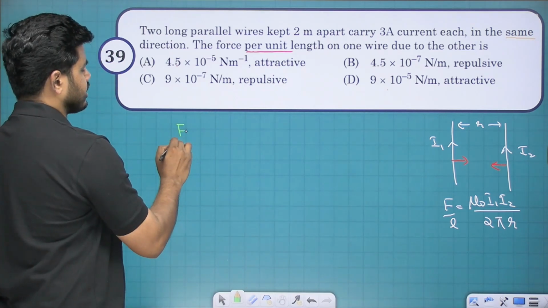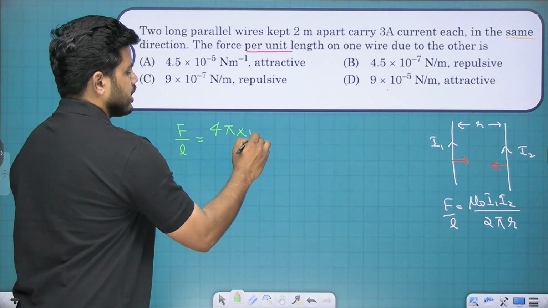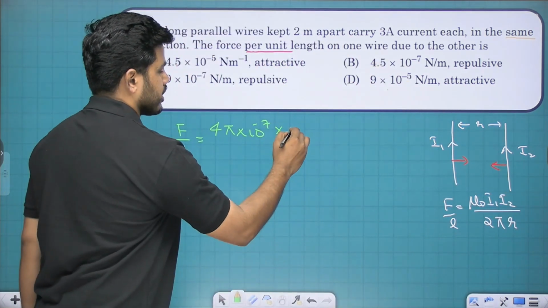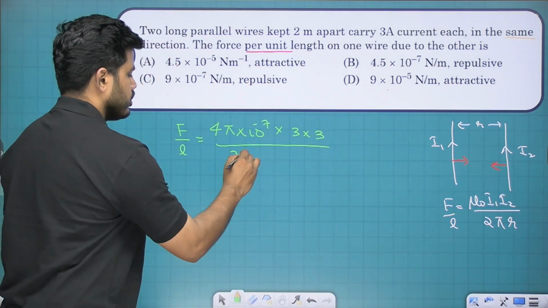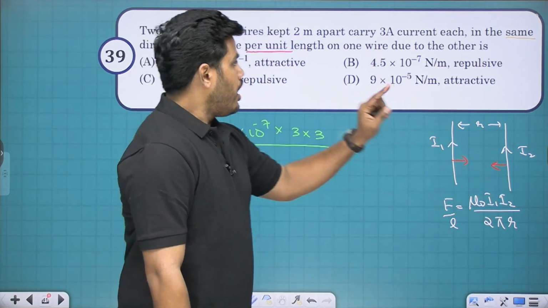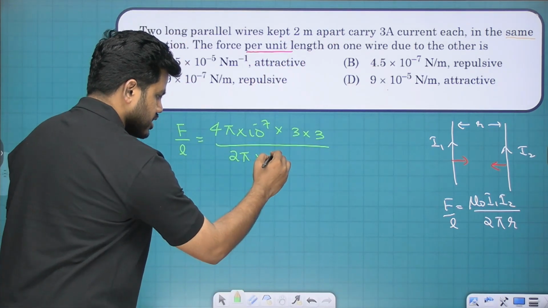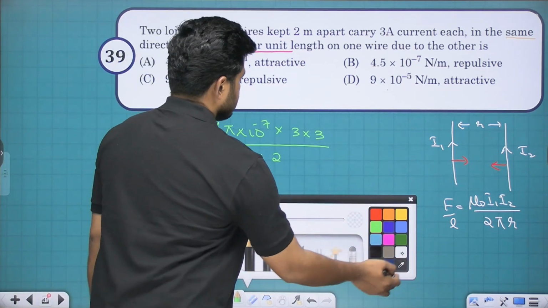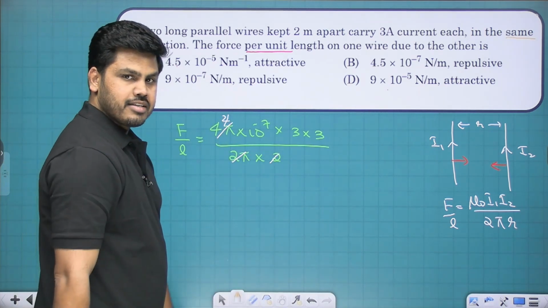We have force per unit length, F by L is equal to mu naught, which is 4 pi into 10 raised to minus 7, into I1 into I2. Both of them carry equal current, 3 amperes each, divided by 2 pi into R. What is the distance between the two wires? Long parallel wires kept 2 meters apart. So distance R is given as 2 meters. All values were given, just direct substitution. So 4 pi and 2 pi, the pi gets cancelled, and this 2 and 2 get cancelled, right?